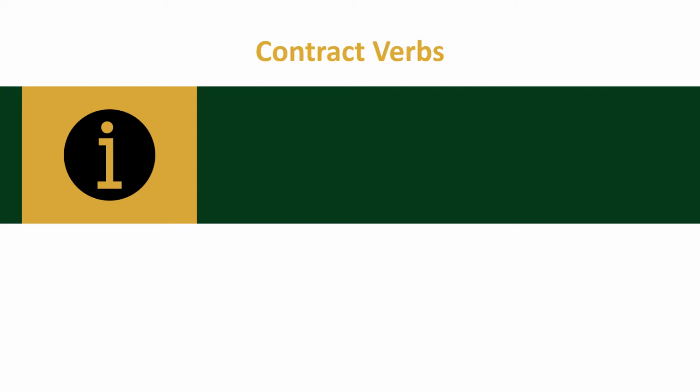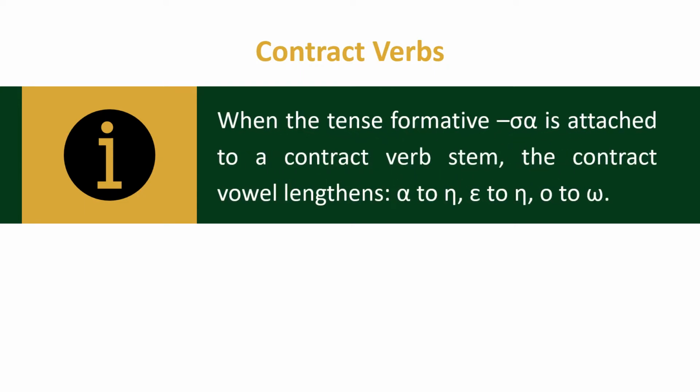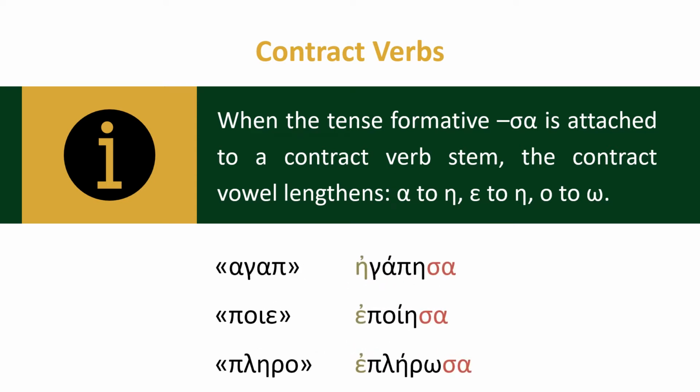Let's talk about the first aorist of contract verbs. When the tense formative sigma alpha is attached to a contract verb stem, the contract vowel lengthens. Alpha lengthens to eta, epsilon lengthens to eta, and omicron lengthens to omega. This is already familiar from your study of the future tense. Here are three familiar examples.